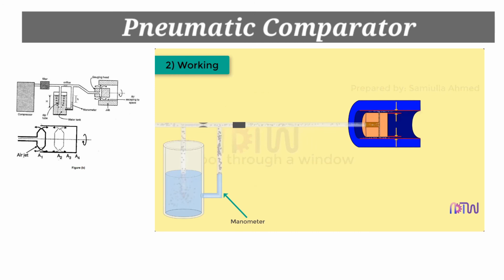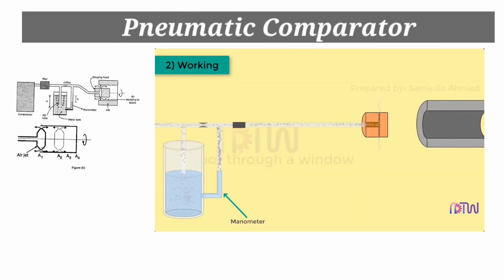Based on the gap between the jet and internal wall of the cylinder, back pressure will be created as the internal wall restricts the air coming from the jet. When the back pressure is created, the air which is passing through the gauging head will return back, and it will go inside the manometer tube, and this backflow of air will push down the water inside the manometer.